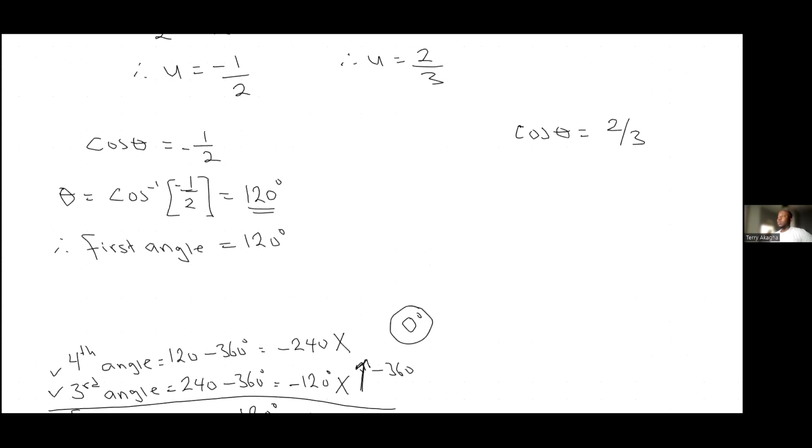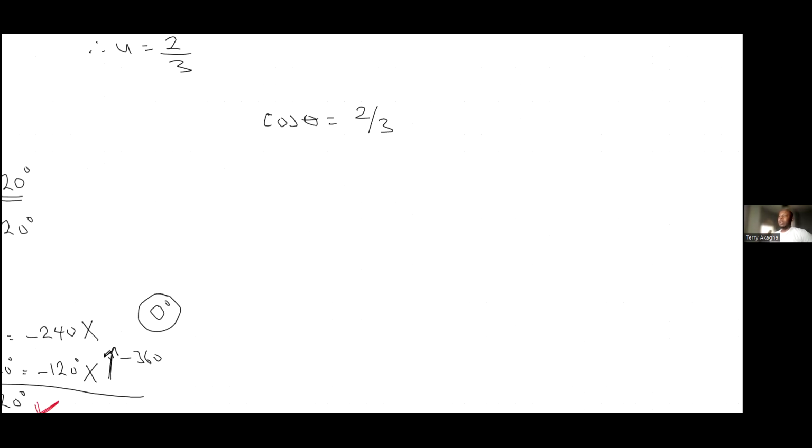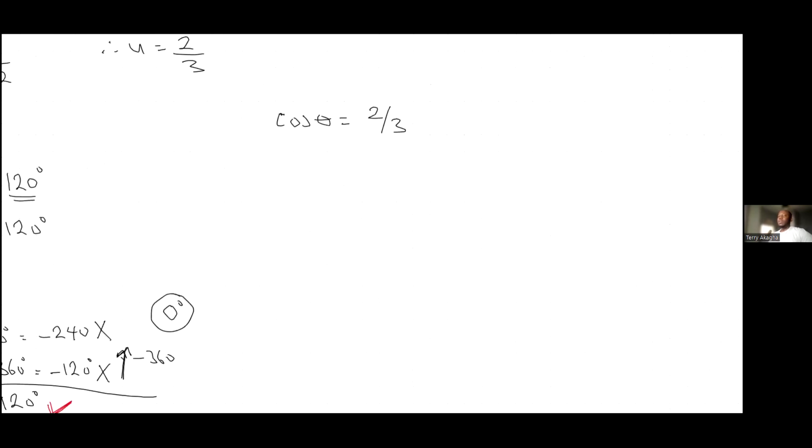Okay, all right, so now let's go to the second one. So cos theta is equal to 2 over 3. The same thing, we're going to find theta. Theta is going to be equal to the cos inverse of 2 over 3. You press your calculator, because we're working in degrees, and it's going to give you 131.81 degrees. So you set your calculators to degrees, all right?